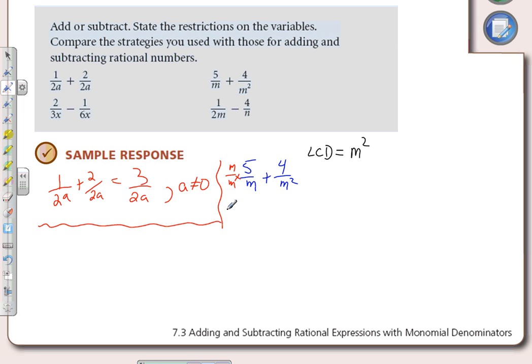So we get 5m over m squared plus 4 over m squared is going to give us 5m plus 4 over m squared, comma, m cannot be equal to 0 for either of them. They're both the same restriction. Put that up over here.